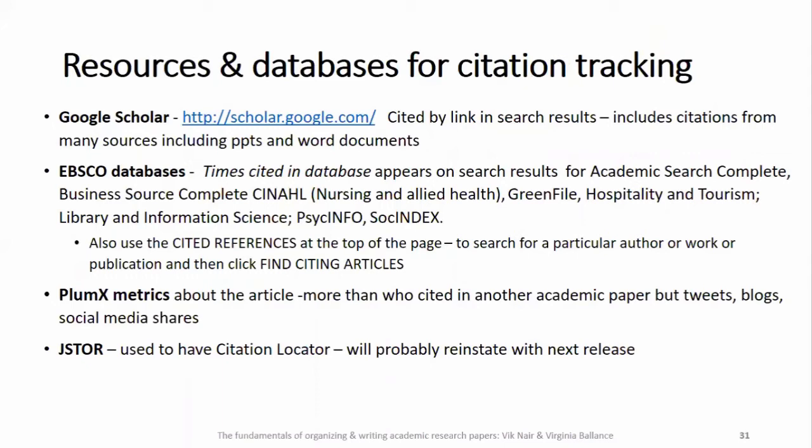Examples of databases with good citation tracking are Google Scholar, EBSCO databases, and those that use the PlumX metrics, which we find in databases more and more. JSTOR used to have a citation locator, but that was dropped, and they said they might reinstate it in the next release, but I haven't yet seen it.